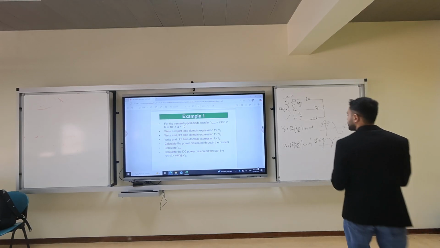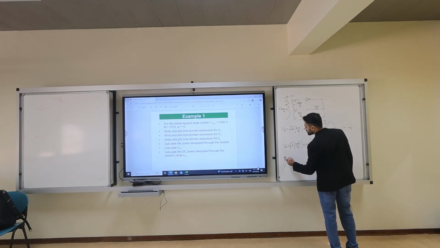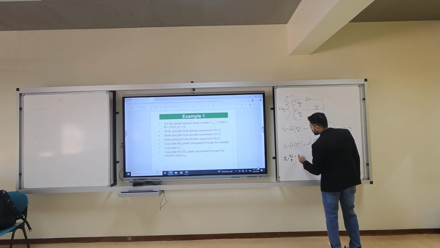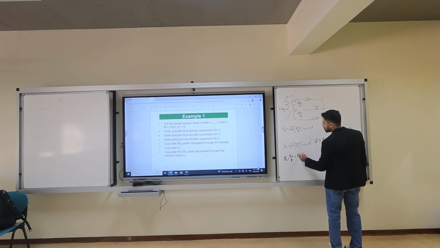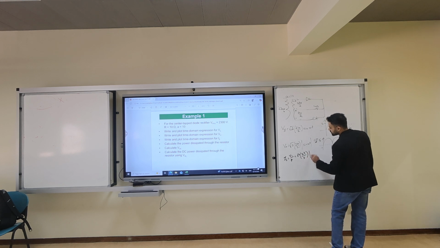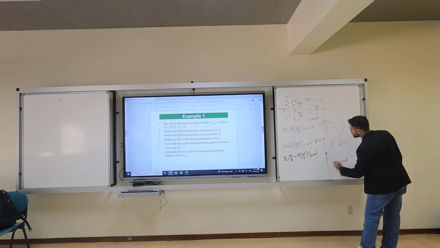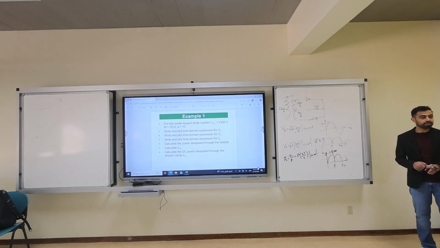So what is I load? I load is V output over R, which is square root of 2 times 23, because 230 over 10 is 23, times absolute value of sine omega t. So I load is square root of 2, 23 over 2, that is its peak. Okay? Clear?